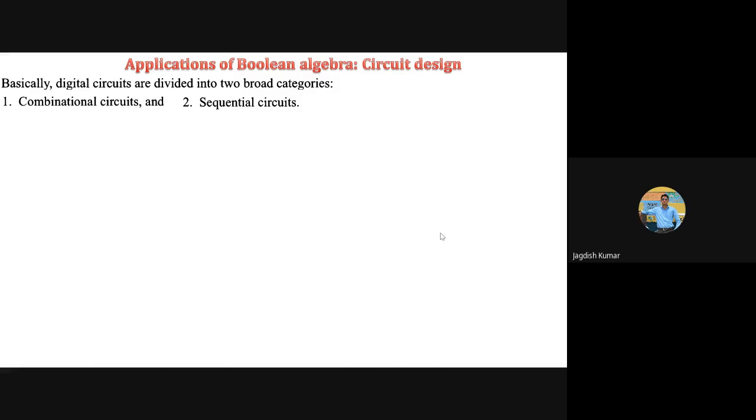Fine, next is some applications of Boolean algebra. The Boolean algebra which we have discussed just now, what are the applications of this? So basically, it is applied for design of digital circuits, and our digital circuits are actually divided into two broad categories. One type of circuits are called combinational circuits, and other type of circuits are called sequential circuits. Now the question comes, okay, what are combinational circuits and what are sequential circuits?